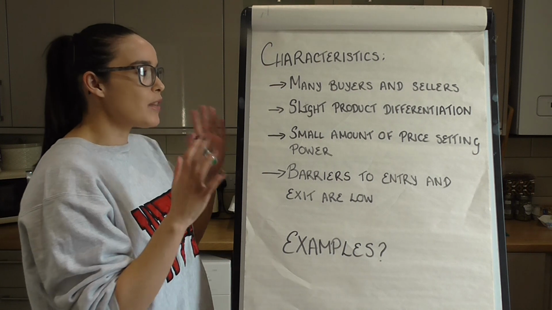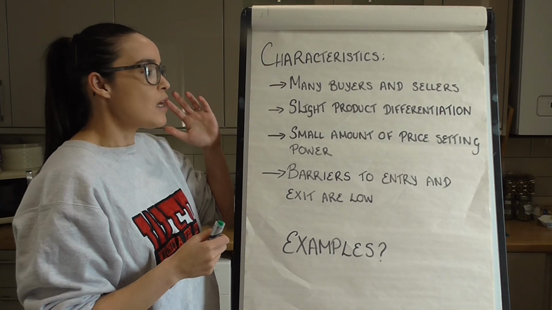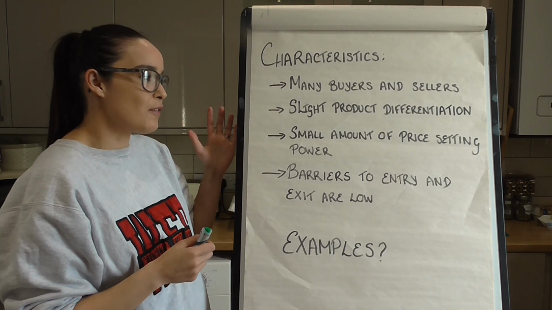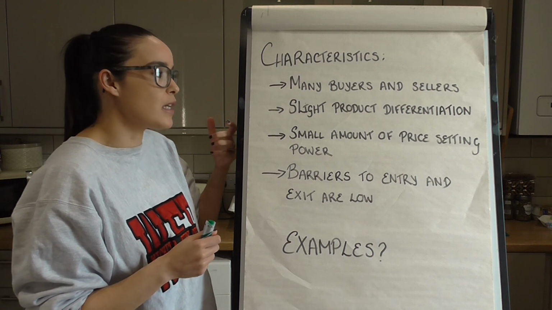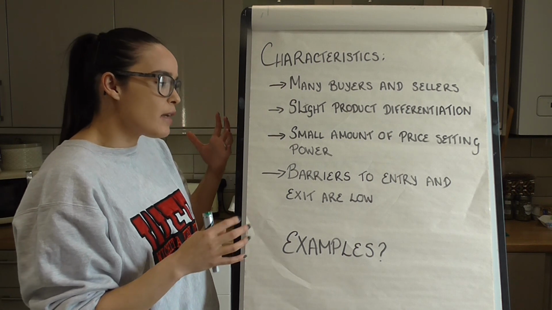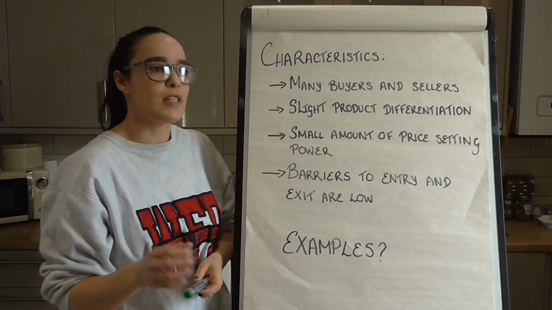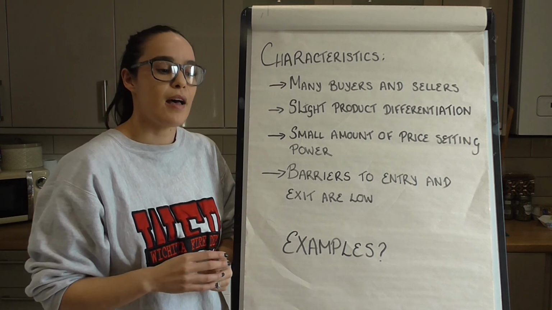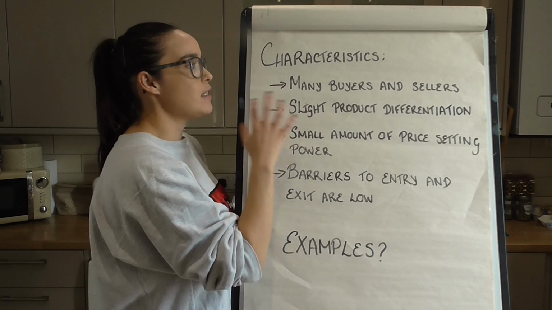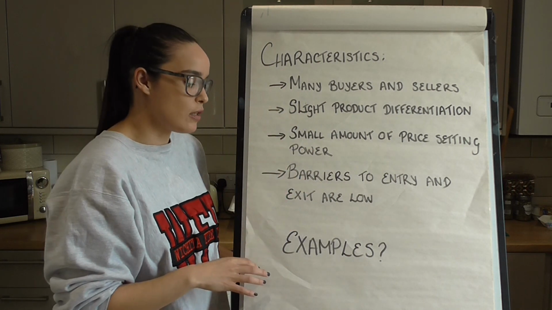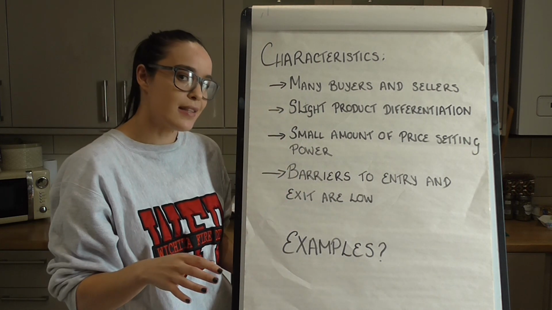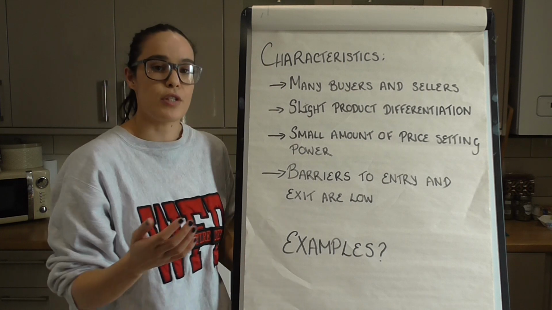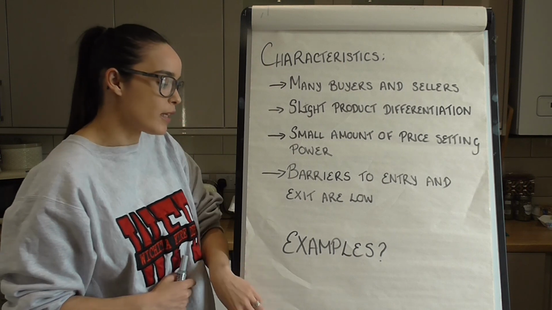So I want you to think about this: lots of buyers and sellers, a very small amount of price setting power, products are slightly different, barriers to entry and exit are low. I want you to think about some examples that you may know of that fit these characteristics. So industries that you know of, just pause the video, write as many as you can down. We'll go through some. If you have any questions, ask me on Google Classroom as well.